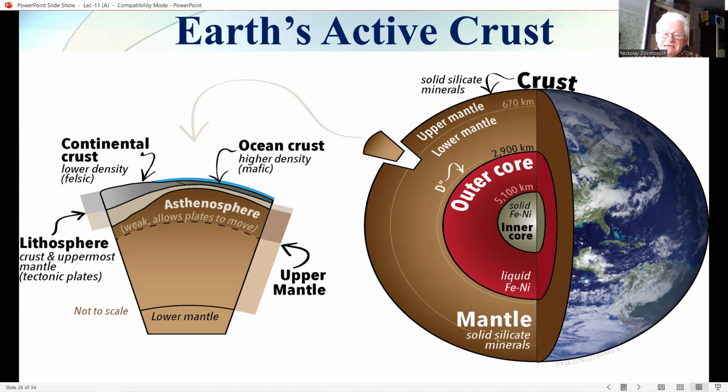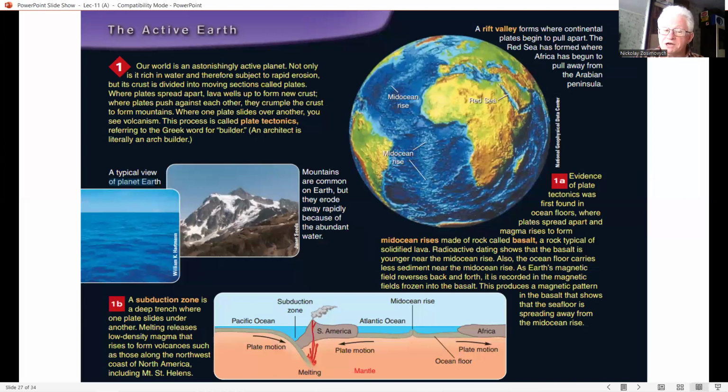The crust is thickest under the continents, up to 60 kilometers deep, and thinnest under the oceans, where it's only about 10 kilometers deep or so. Tectonic motions and the erosive action of water make Earth's crust highly active. Look at the active Earth and notice three important points.